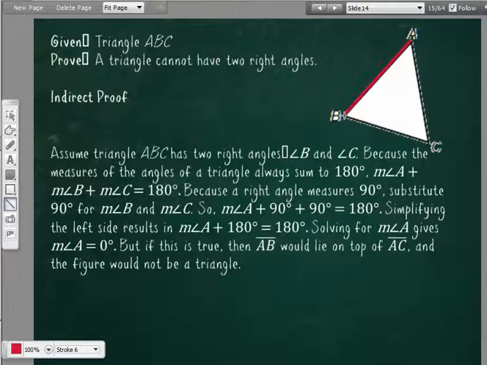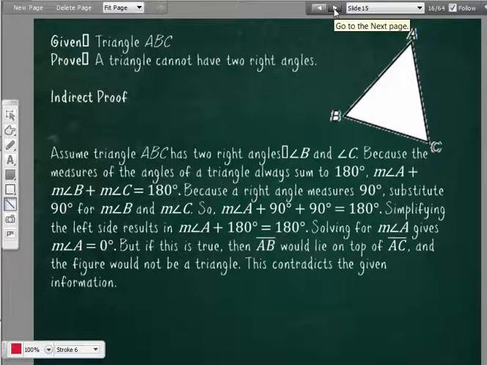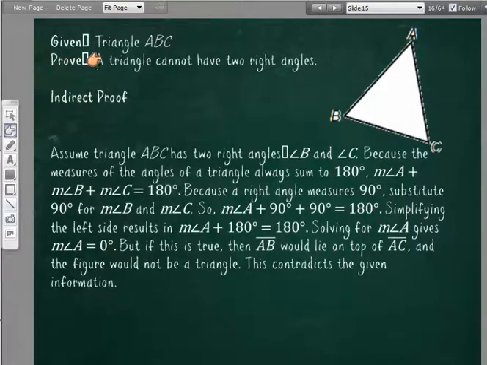There's angle A. Well, if angle A equaled 0 degrees, that means line AB and AC would actually be the same line because it would be 0 degrees. All right, next, this contradicts the given information. Okay, here's your given information. Oh, let me get my pointer so you can see where I'm at.